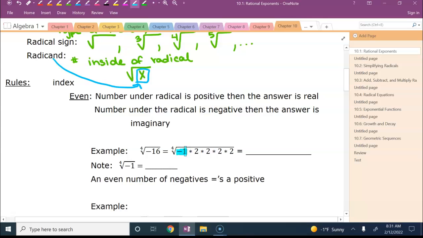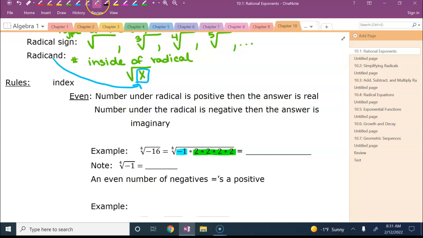-1. And so what you'll see us do when we're dealing with the negatives underneath an even radical is you're going to have this -1 get pulled out just to get rid of the negative issue that we're seeing. And then we're going to deal with the number as a positive. So think of this as -16 being -1 times 16. And so the fourth root of 16 would be the 2's. So 2, 2, 2, 2. And if I multiply those, that would get me my 16.